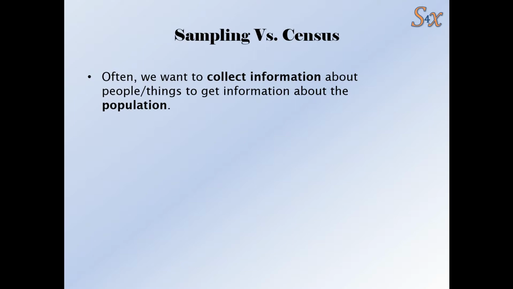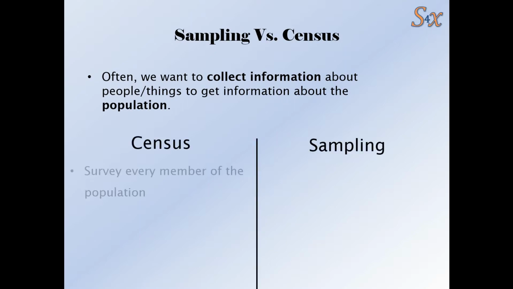But it doesn't always have to be people. We can collect information about things in a population as well. So it might be about a product and how strong it is, or maybe it's a laptop and how fast it runs. So you can collect information about objects as well as from people. Let's have a look at censuses and sampling.